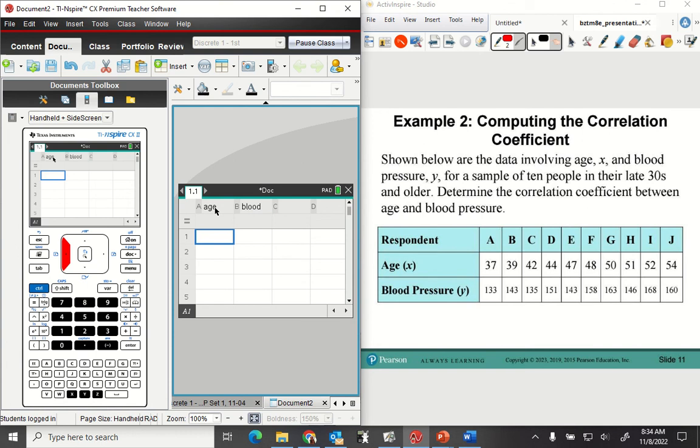Let's start entering my values for age, which were 37, 39, 42, 44, 47, 48, 50, 51, 52, 54.